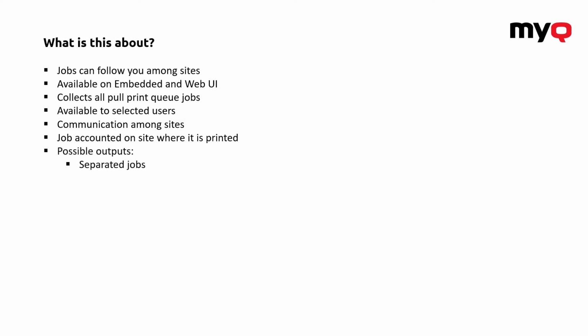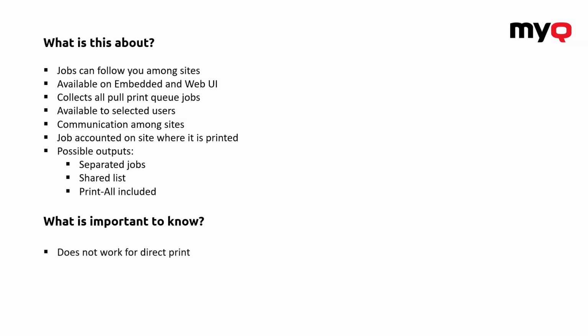When it comes to the possible output, it could be the separated jobs, or a shared list when you've got both local and remote jobs in one list, and also the remote jobs can be included in the Print All button. When it comes to the things you really should focus on, it doesn't work for direct print. Job roaming is available only for the pull print queues. And the shared and print all options of job roaming can be used only for up to 10 servers in the whole installation.